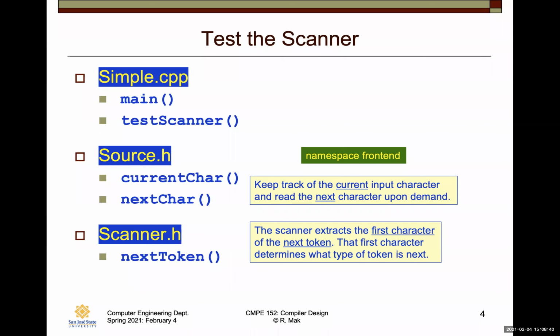If that character is a letter, then the next token is some sort of word. It could be an identifier or a reserved word. If the character is a digit, then the next token must be a number. And if the character is a parenthesis, then obviously it's one of the special characters. So the scanner, based on the first character of the token, will know whether it needs to extract a word or a number, etc. So that's how the scanner works, and you saw that in detail on Tuesday.